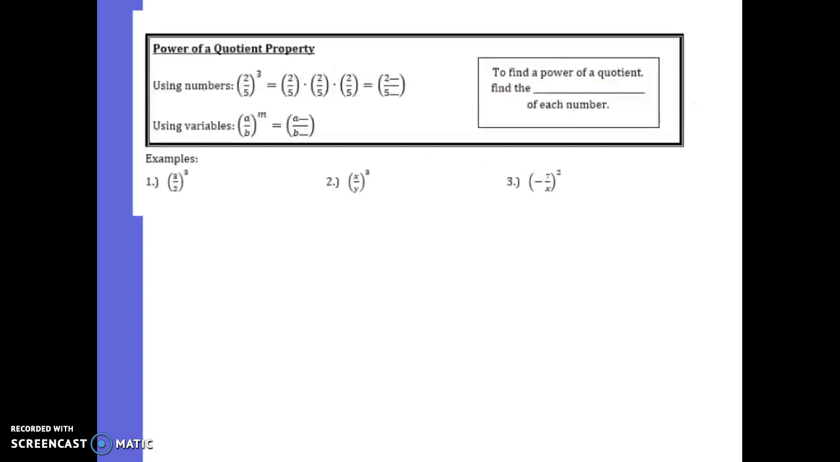All right, so the power of a quotient property, another one. If we had this example, 2 over 5, all cubed, it's just like saying 2 over 5 times 2 over 5 times 2 over 5, which is equivalent to 2 times 2 times 2, which would be 2 to the 3rd power, divided by 5 to the 3rd power, 5 cubed. Because they're just numbers, we can simplify and end up with 8 divided by 125.